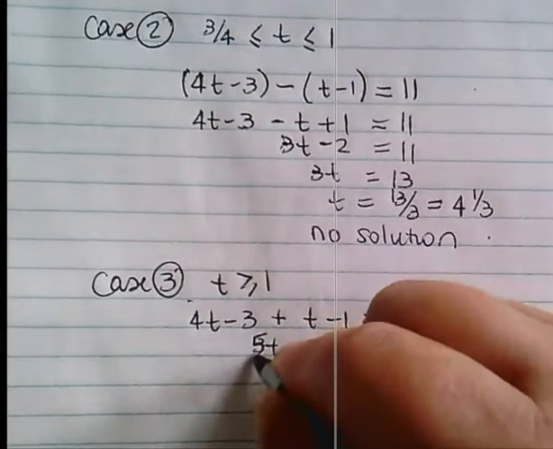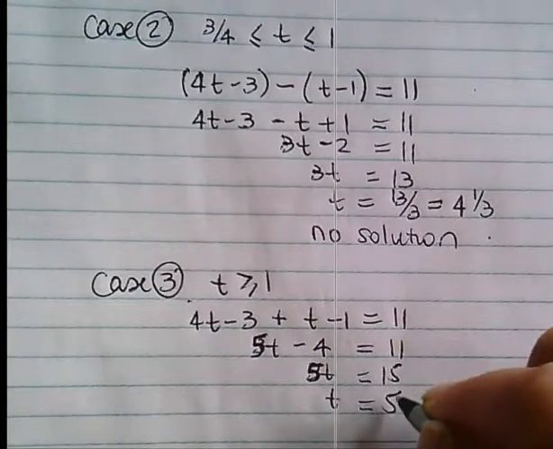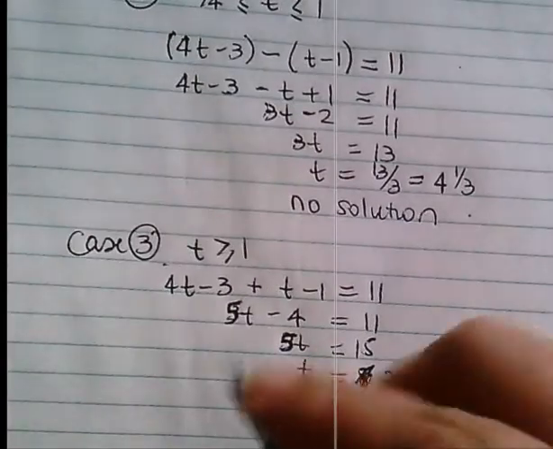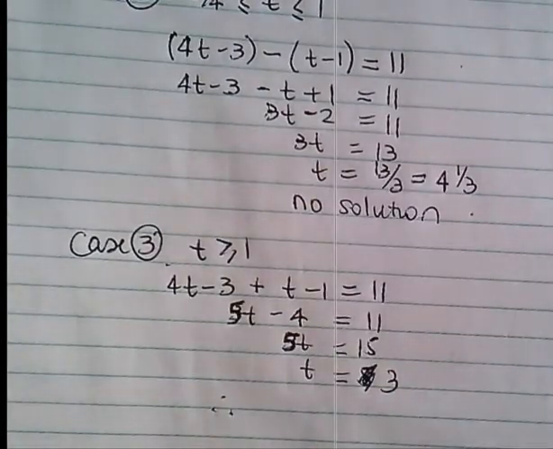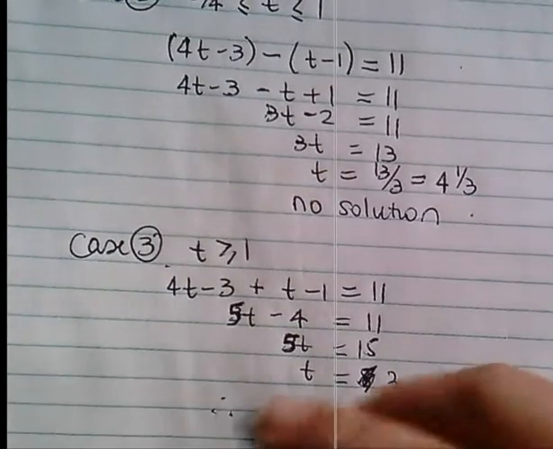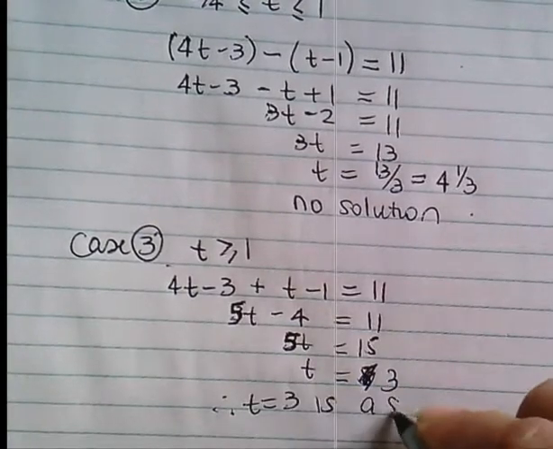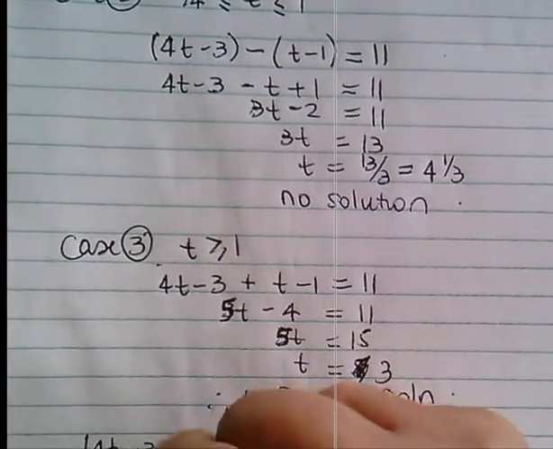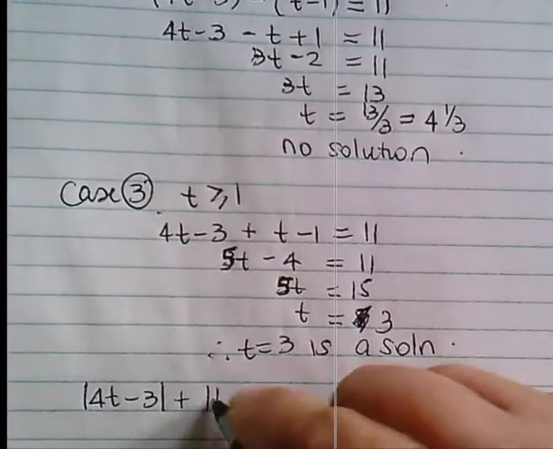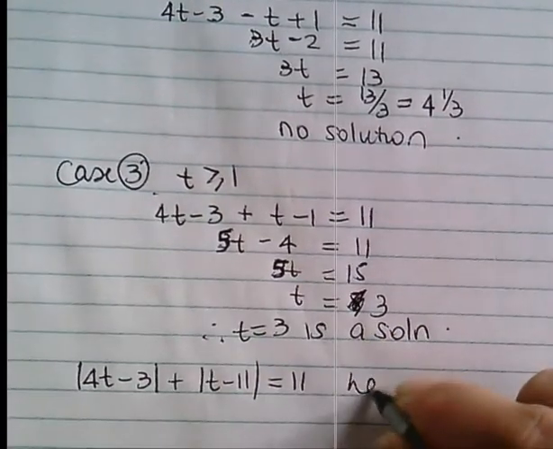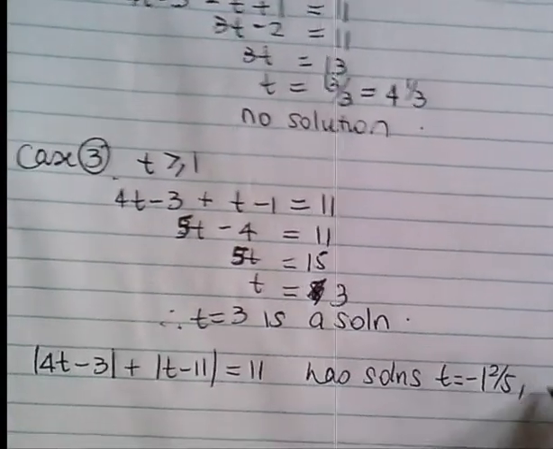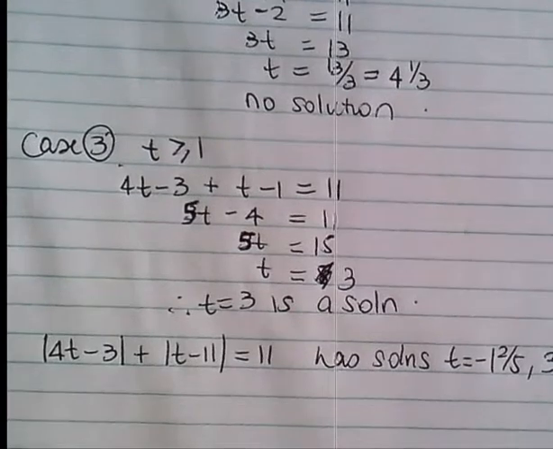Sorry, 5t. T is 3. Got it? T is 3. Does that fit? Yes, because as long as t is greater than or equal to 1, t is 3. That's greater than or equal to 1. Therefore, t equals 3 is a solution. So my solutions to the actual equation, which I'm writing out, are t is negative 1 2/5 and 3. I have two solutions.